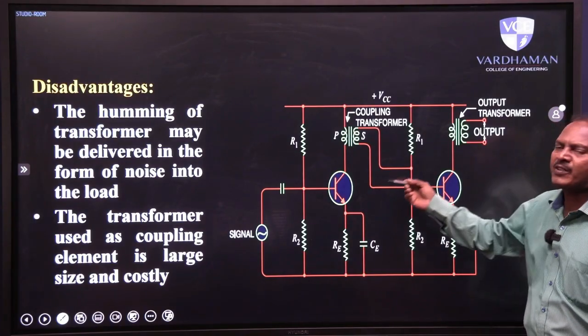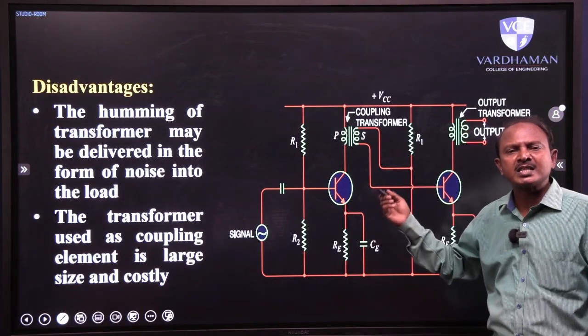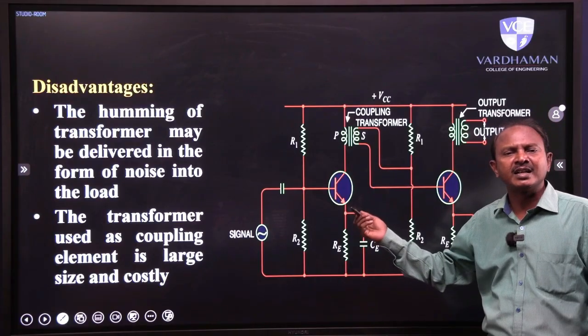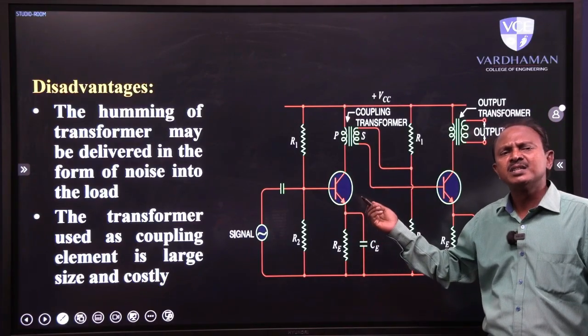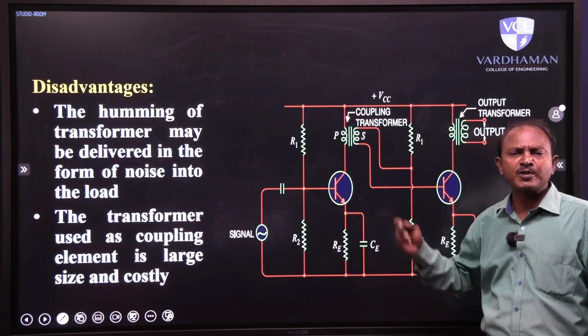Of course, the transformers used as coupling elements are large in size and costly also. These are the two serious drawbacks of transformer coupling.